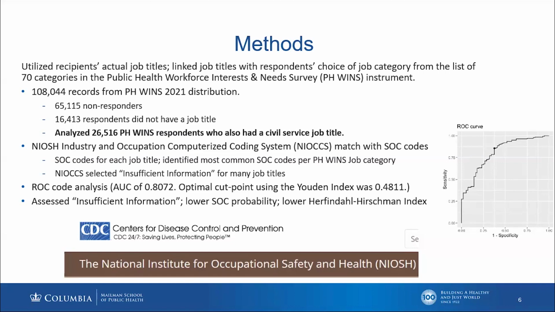We also used something called the Herfindahl-Hirschman Index, HHI for short, which shows how much diversity there is within a set of data. And so, how many potential different SOC codes were identified that might match with a specific PHWINS job title. The lower index indicates that there's less consistency and more diversity in the matching. So those are the types of PHWINS titles that did not clearly line up with a SOC code.